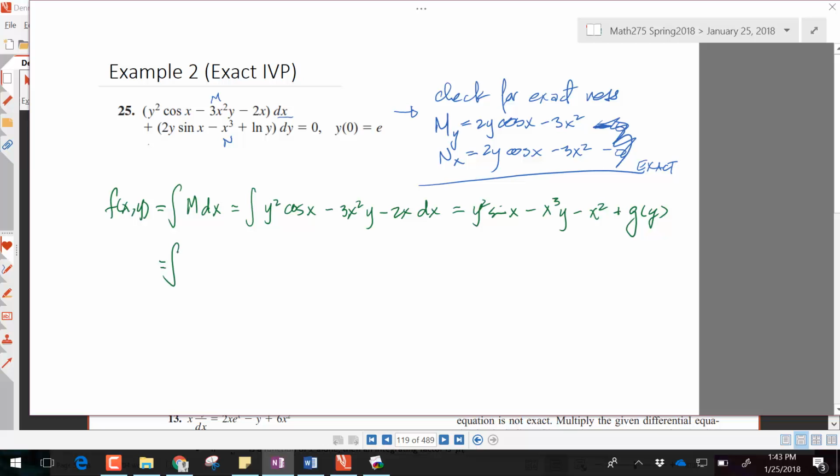And now with the other one, N, let's take the antiderivative of N with respect to y: 2y sine x minus x cubed plus ln y dy. And that's equal to, with respect to y, y squared sine x, where sine x is a constant. X cubed is a constant, and the antiderivative is y.